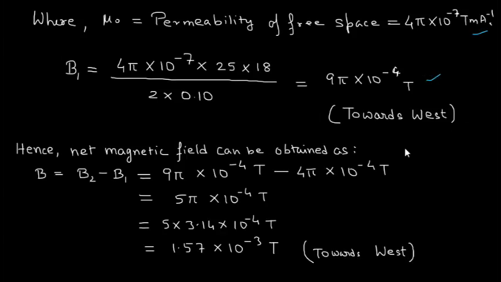Hence, net magnetic field can be obtained as B is equal to B2 minus B1, which is equal to 9 pi multiplied by 10 to the power minus 4 T minus 4 pi multiplied by 10 to the power minus 4 T, which is equal to 5 pi multiplied by 10 to the power minus 4 T, which is equal to 5 into 3.14 multiplied by 10 to the power minus 4 T, which is equal to 1.57 multiplied by 10 to the power minus 3 T towards west. Let us move to the next question.